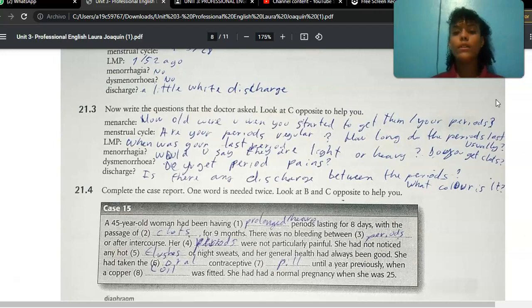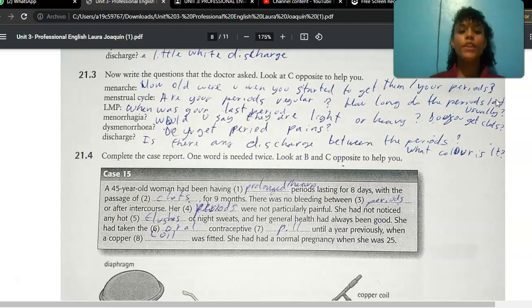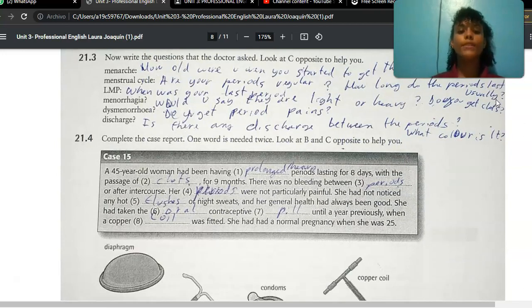Do you get clots? Dysmenorrhea: do you get period pains? Discharge: is there any discharge between the periods? What color is it? Complete the case report. One word is needed twice. Look at B and C opposite to help.